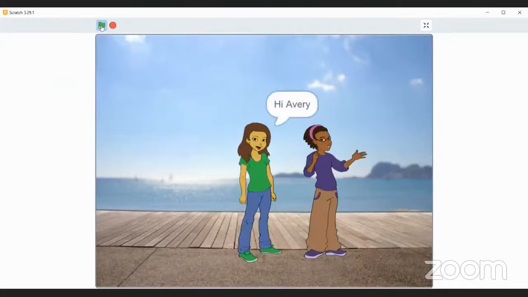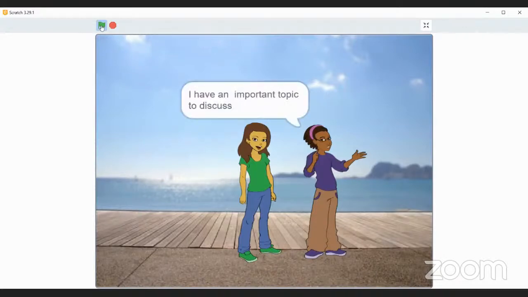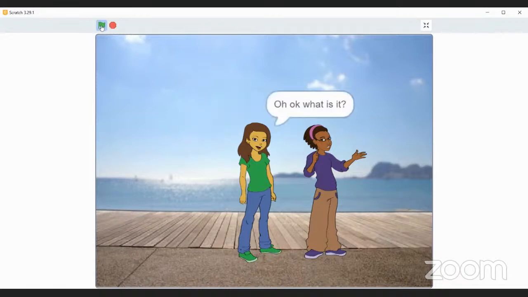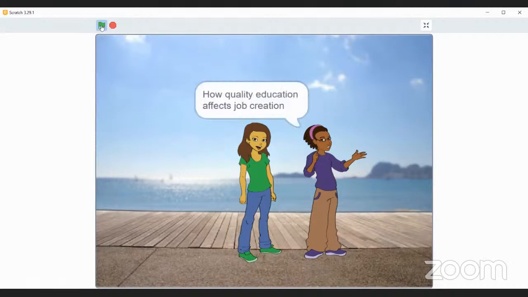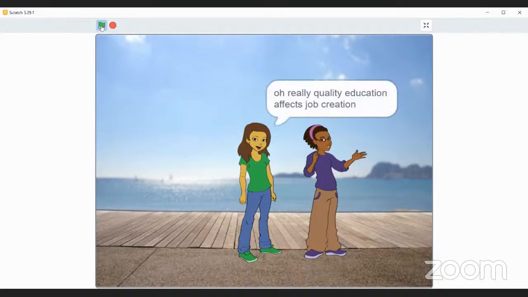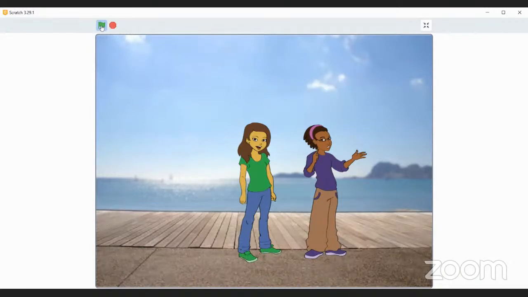Hi, Abby. Hi, Avery. I have an important topic to discuss. Oh, okay, what is it? How quality education affects job creation. Oh, really? Quality education affects job creation. In which way, positively or negatively?